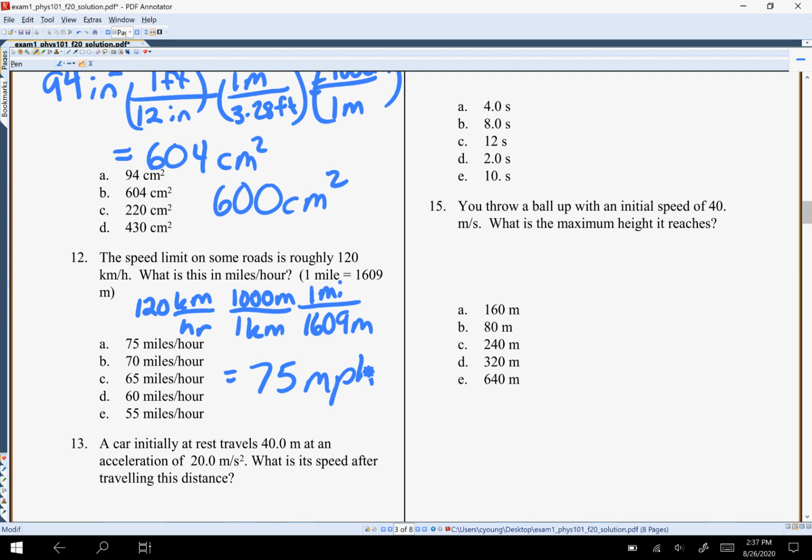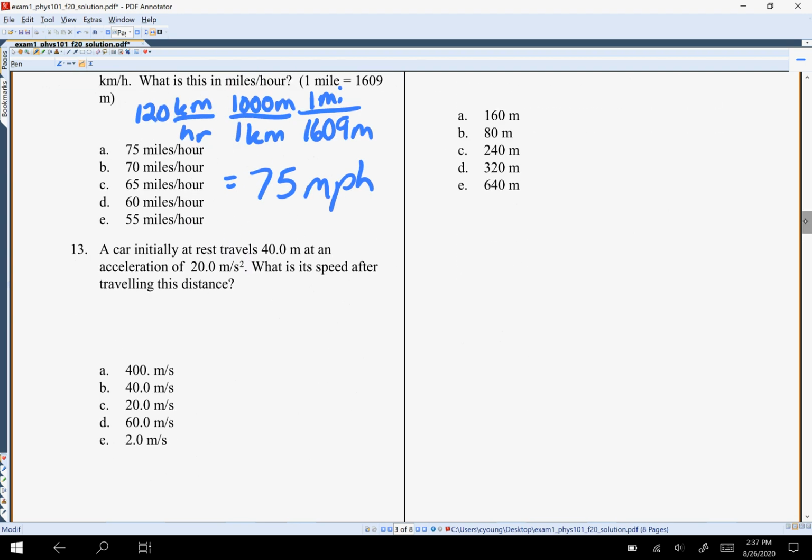A car is initially at rest. It travels 40 meters at an acceleration of 20 meters per second squared. What is its speed after traveling this distance? So first, I know that x is equal to 40. I know that initial velocity is equal to 0, because it says that. And the acceleration is 20 meters per second squared. And I want to know, what is its speed? I don't know the time though.